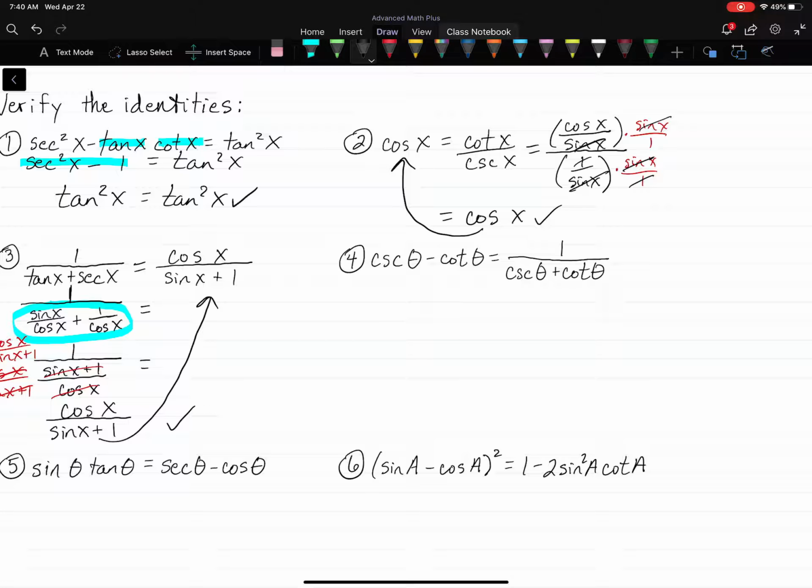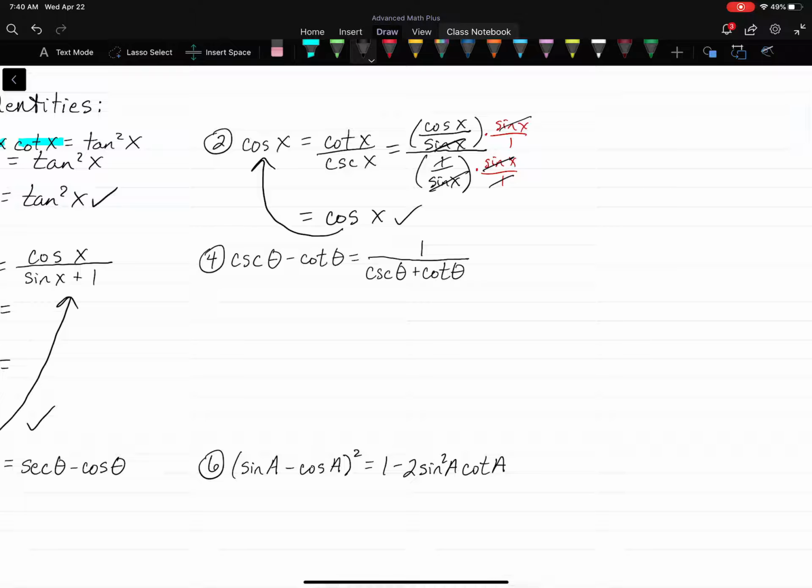So here I would say the right side is more complicated, so I'm going to try to work with that. And also, just so you know, you can work with both sides. You just can't bring something from one side over to the other, okay? You have to work them independently. So this one, I'm actually going to just use some common sense here.